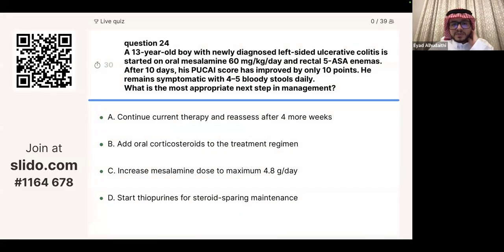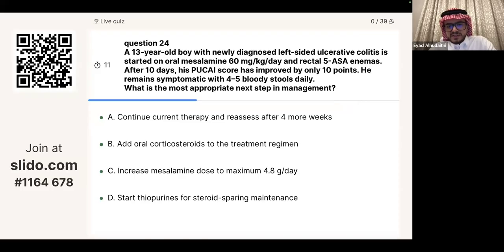A 13-year-old boy with newly diagnosed left-sided ulcerative colitis is started on oral mesalamine 60 milligram per kg per day and rectal 5-ASA. After 10 days, his PUCAI score has improved by only 10. He remains symptomatic with 4 to 5 bloody stools. What is the most appropriate next step?